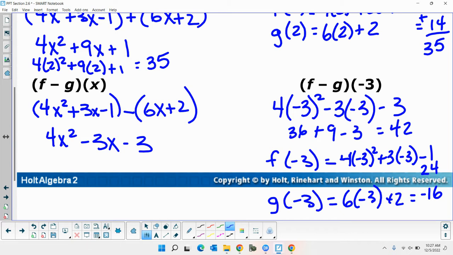All right, it's 6x plus 2, right? And 4x squared plus 3x minus 1, right? Why am I making those mistakes? Okay, we can take a break today.